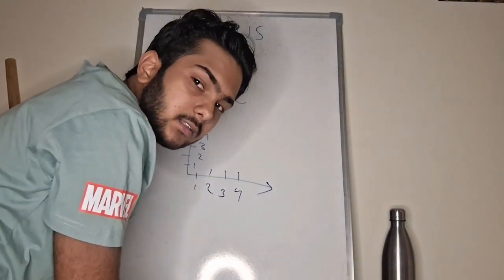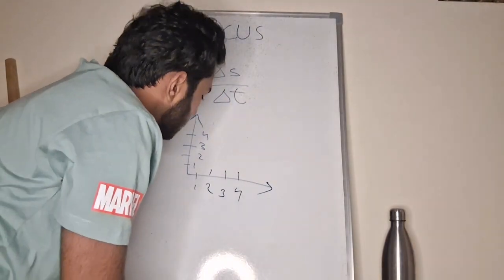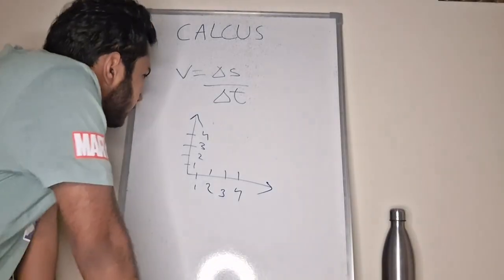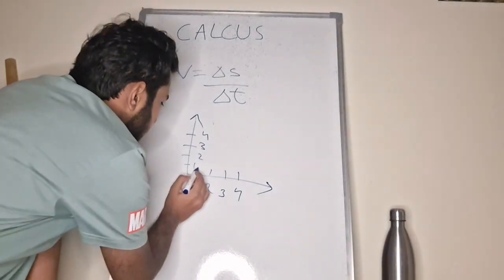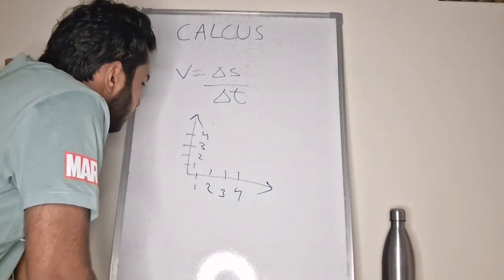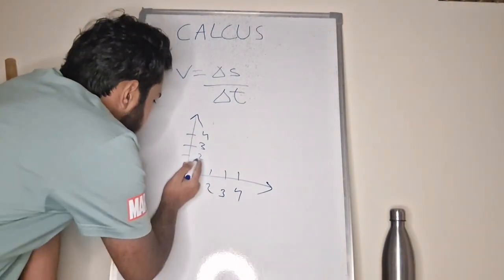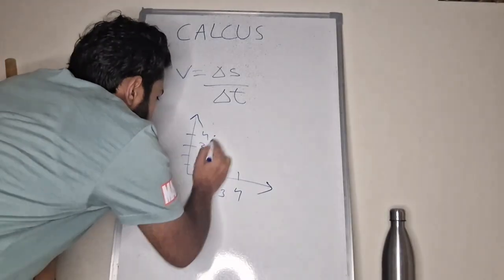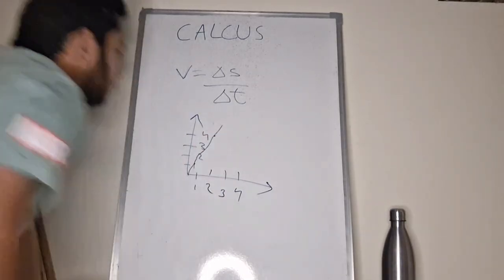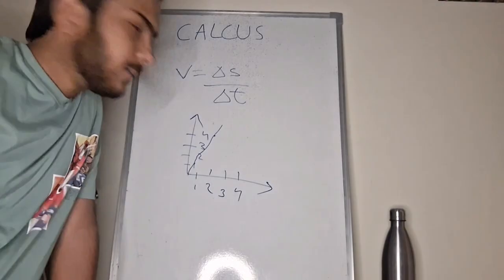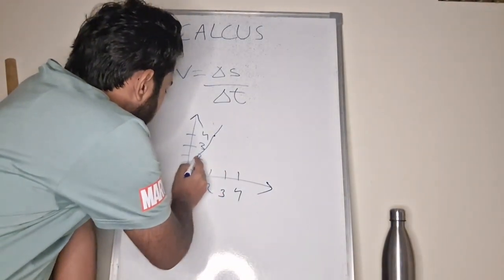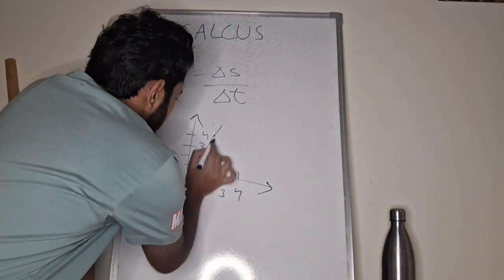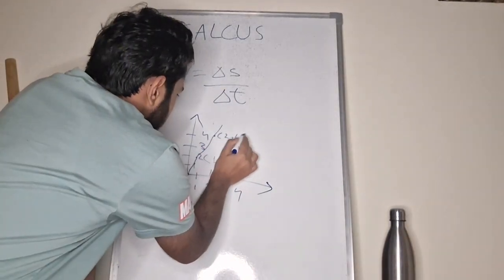This video is going to be very raw, and I apologize for that. So let's say at time 1 the distance covered is 2, and at time 2 the distance covered is 4. Then this will be the velocity. Okay. Coordinates of this point are 1, 2, and for this it's 2, 4.